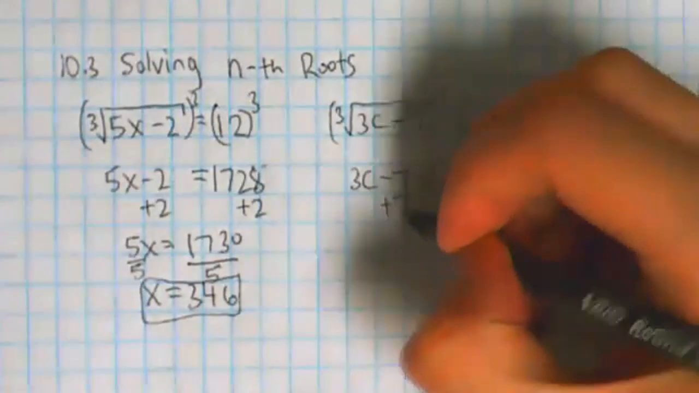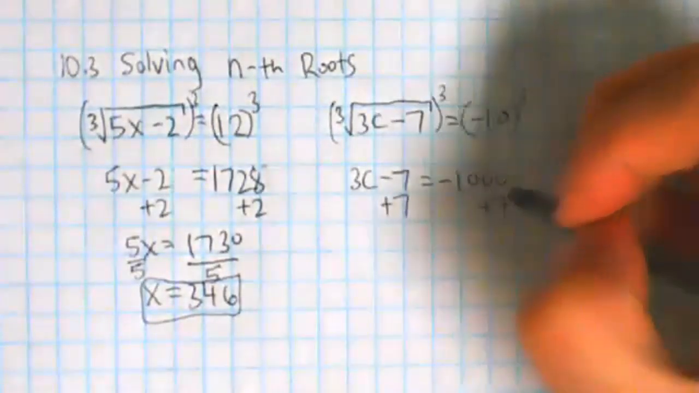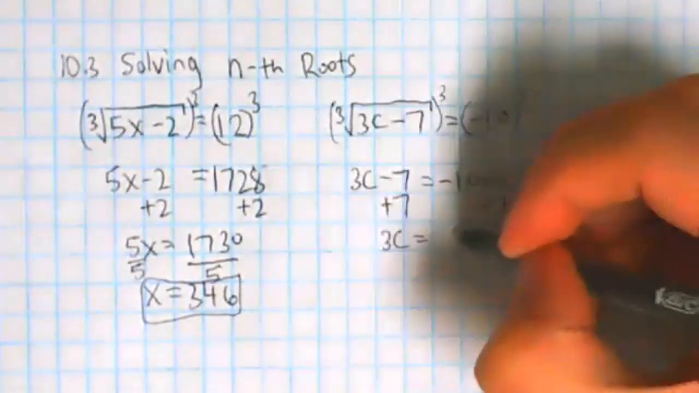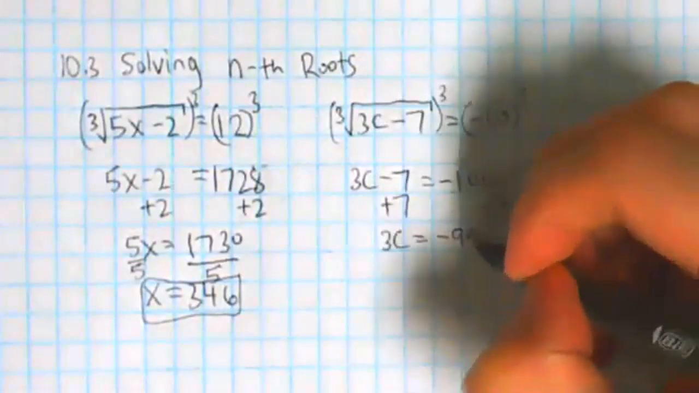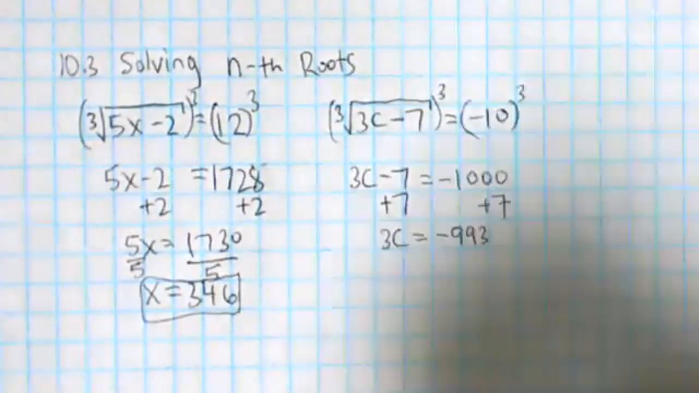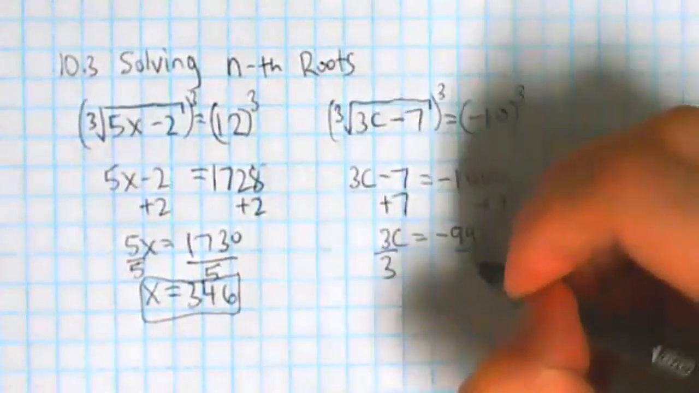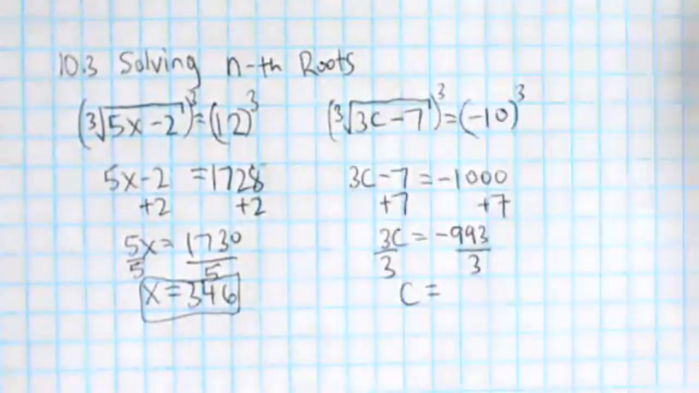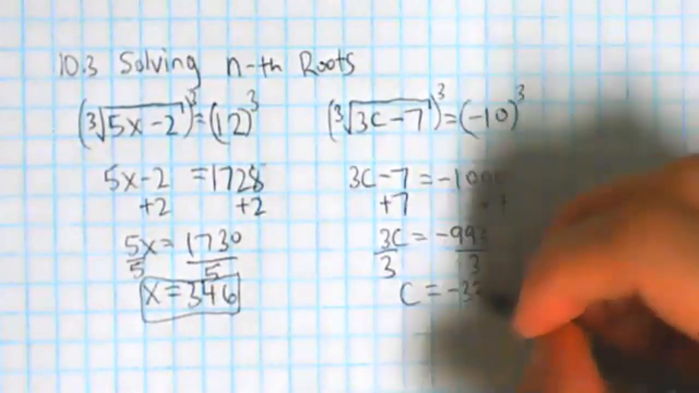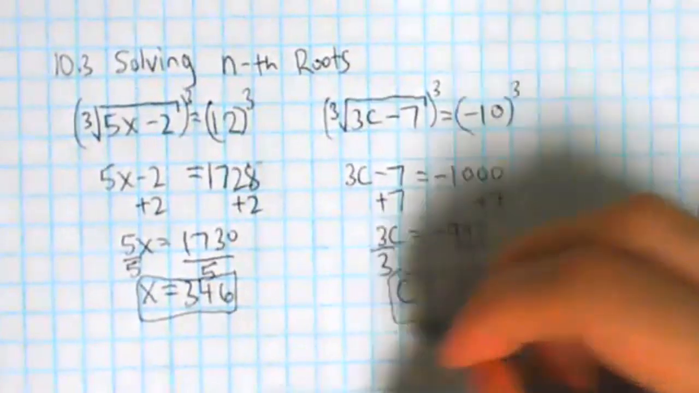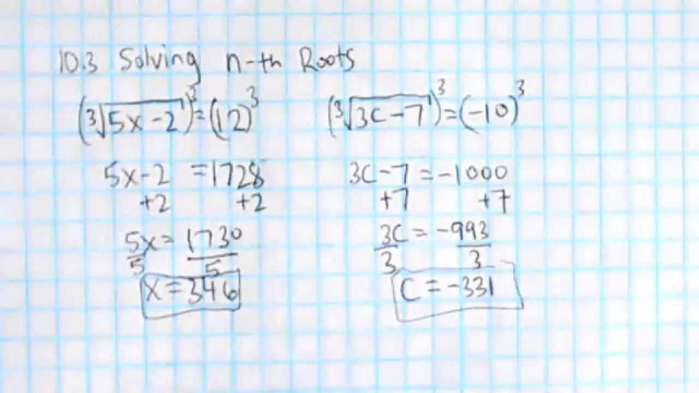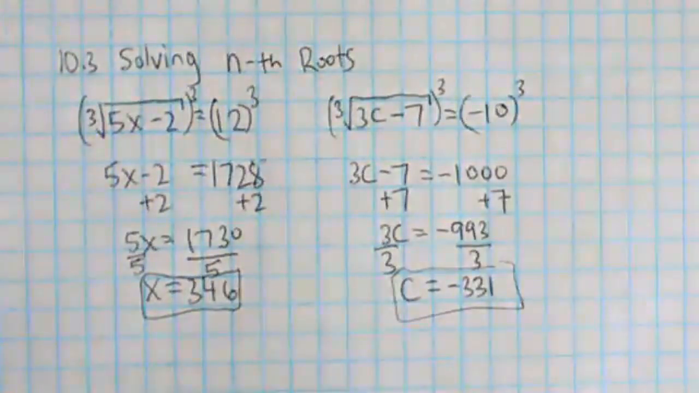Anyway, we then need to add 7 to both sides, and that will give us 3c is equal to negative 993. And after dividing both sides by that 3, we are finally left with c is equal to negative 331. And if you needed to prove it to yourself, you could go through and find that 3 times negative 331 minus 7 does in fact give us negative 1,000, and the cube root of negative 1,000 is negative 10.